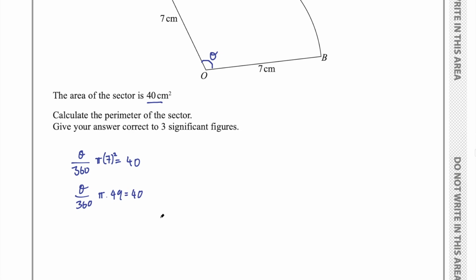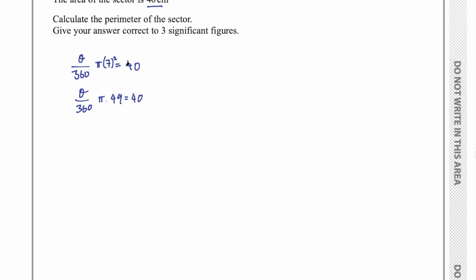And now we need to solve this equation for theta. So this is about creating an equation and then solving that equation. You need to rearrange this in terms of theta and get a value for theta. So the first thing I would do would be to divide by 49 pi and then multiply by 360. So theta here is going to be 40 on 49 pi.